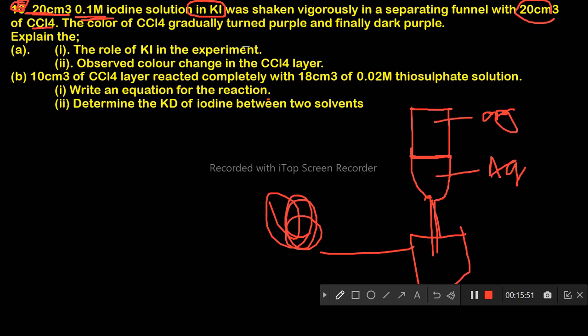And you find out that the 10 centimeters cubed of the organic layer, actually here they pipetted, so we just pipetted 10 of the organic layer. It required 18 of 0.2 molar sodium thiosulfate. And it's really cool. Very easy. So let's do.